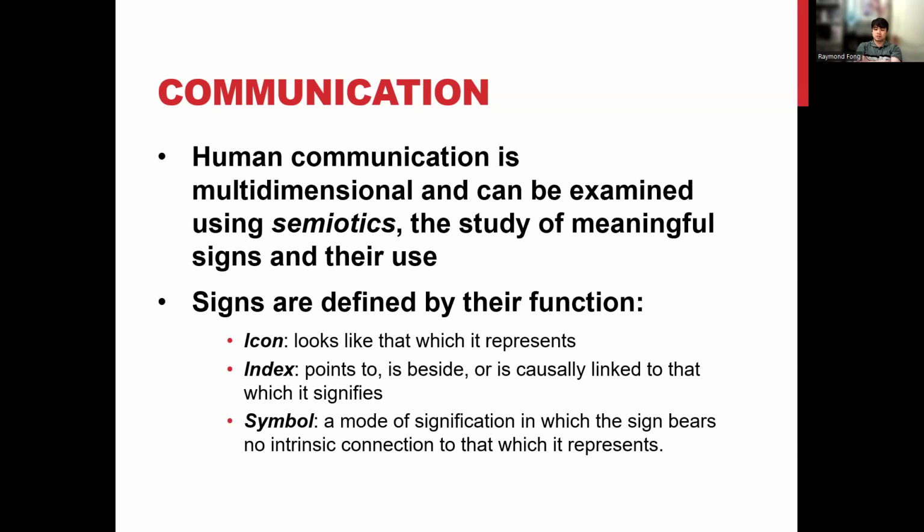Index: points to, is beside, or is causally linked to that which it signifies. If there was a picture of a toilet and an arrow going to the right, you can probably assume that toward the arrow is the bathroom. And finally, symbol: a mode of indication in which the sign bears no intrinsic connection to that which it represents. Now, this one in particular is a little funny. If there was a sign out front that says bathroom is 2 doors to your left, that would be a symbol, right? So it just gets more and more disconnected as you go on.